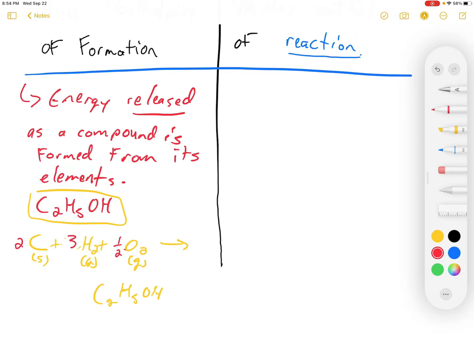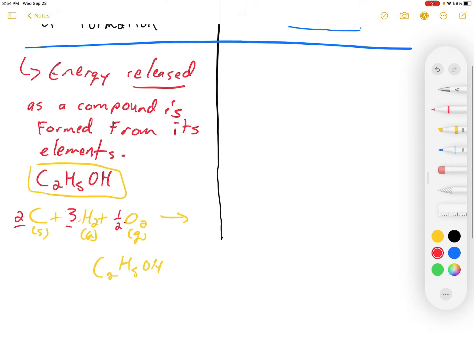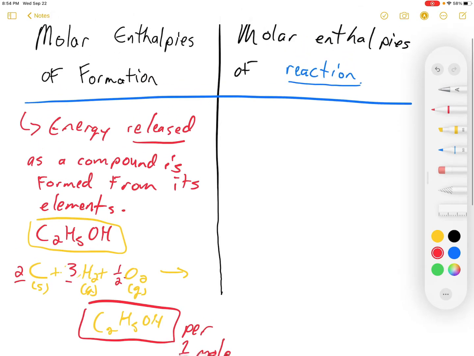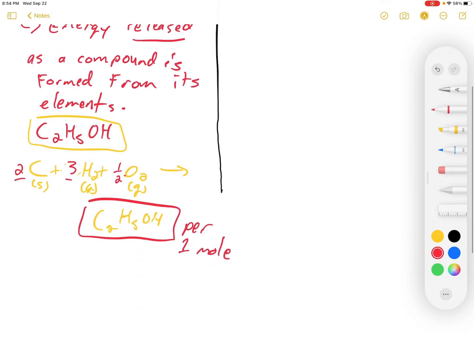And so, of course, having this reaction balanced, we put a 2 in front of the carbon, 3 in front of the hydrogen, and a half in front of the oxygen. And the thing is that this has to be per 1 mole, right? So we'd have to balance everything accordingly so that you end up with just 1 mole of the compound. The other thing to remember is that it's a molar enthalpy, and so that's in kJ per mole. And the symbol that we give the enthalpies of formation is delta H subscript F for formation, and this degree symbol just means under standard conditions.